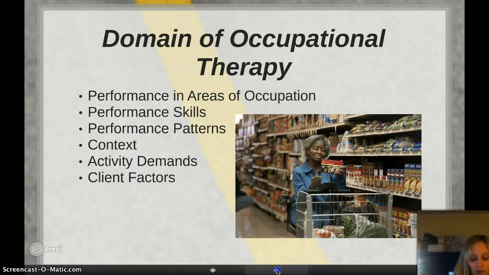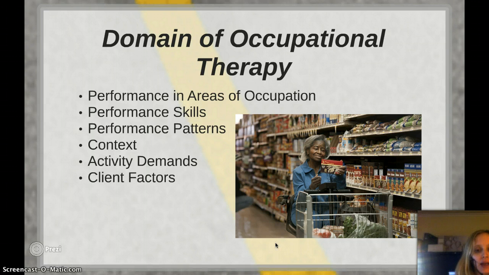And taking a look at the domain of occupational therapy, looking at the framework: performance in areas of occupation, performance skills, performance patterns, context, activity demands, and client factors. With transportation and community mobility, for the areas of occupation, almost all of the areas are covered. It's 7 out of 8 areas; the only one that's missing would be rest and sleep, which would not be advisable if you're riding a bicycle or driving a car.